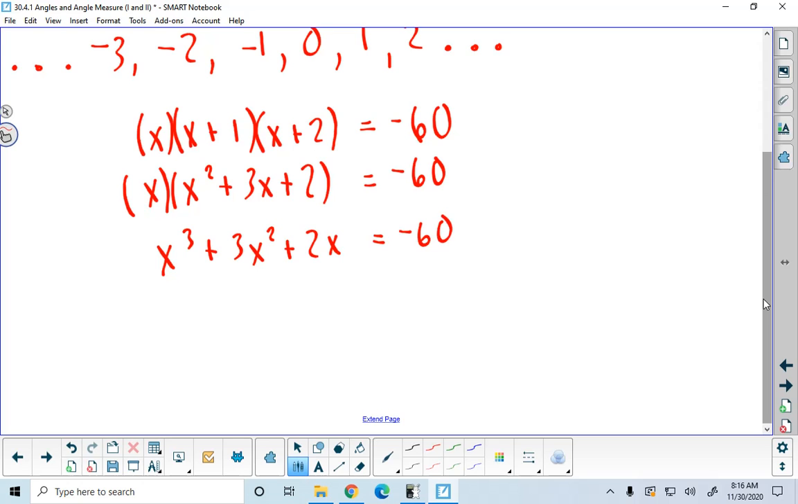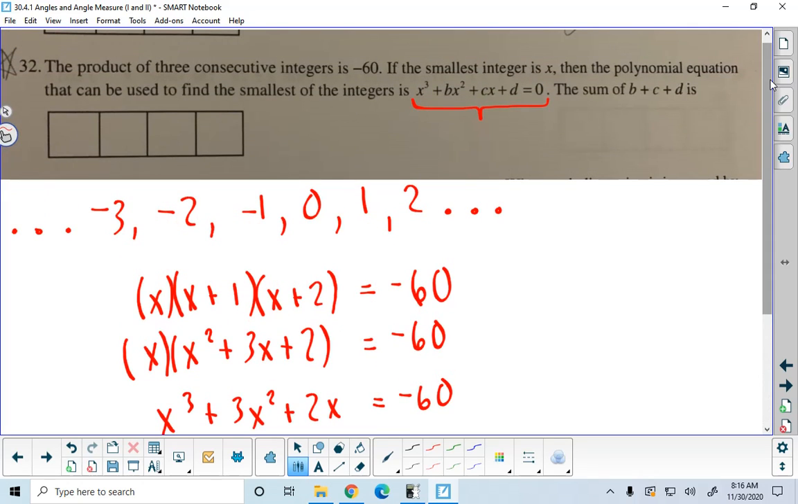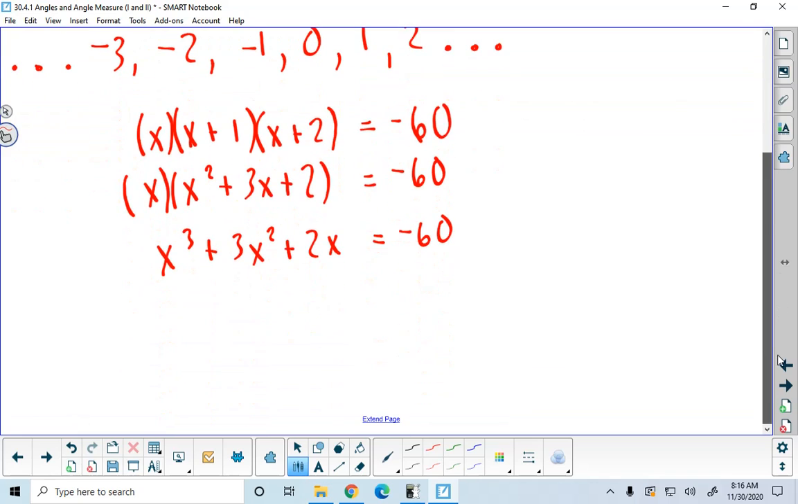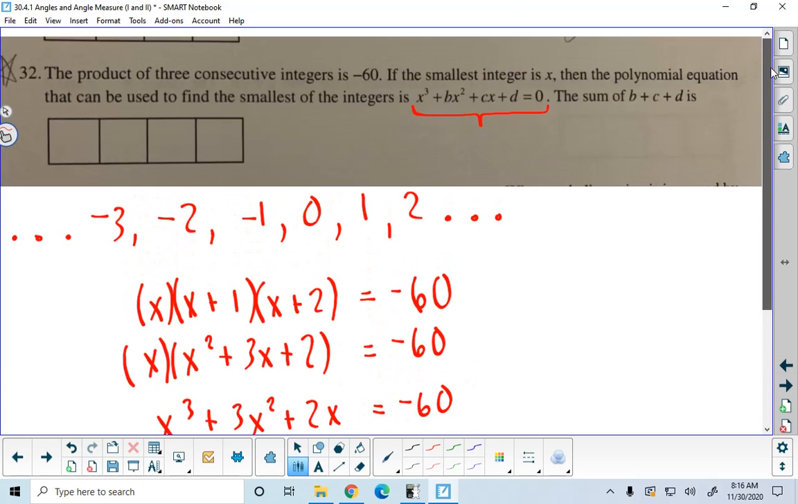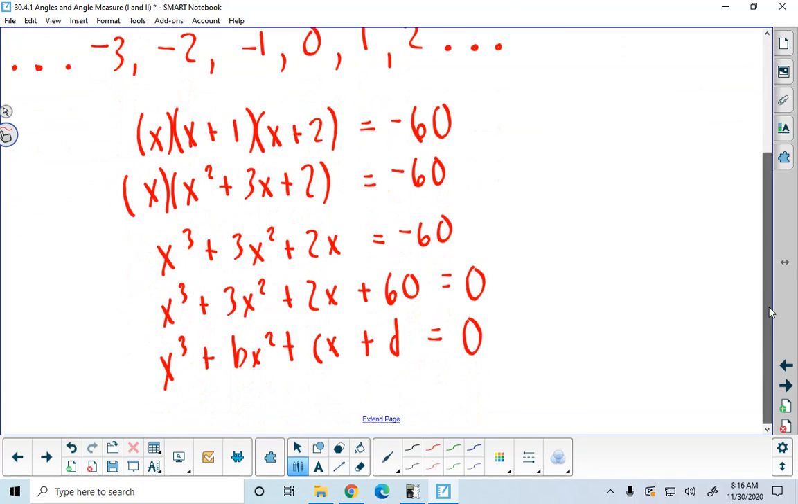Looking at the question, again, we want it in the form of an expanded polynomial equal to 0, so I am going to add 60 to both sides and get x cubed plus 3x squared plus 2x plus 60, equals 0. I forgot my equals 0 in the previous line. Then you can compare this to the template given in the question, which is x cubed plus bx squared plus cx plus d. The question is, what is the sum of b, c, and d? So we are going to take 3 and add it to 2 and add it to 60 to get the answer.